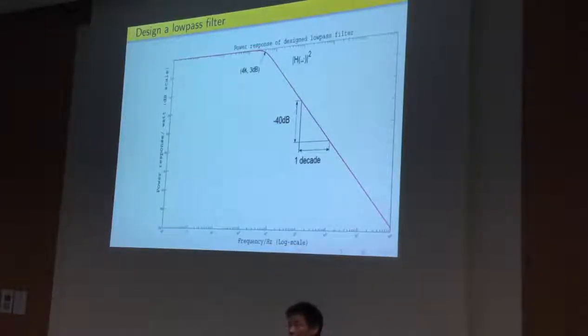So you need to verify two things in your lab. First one, cutoff frequency. Second one, roll-off rate. That means the slope of this rolling region. You need to look at the linear region. You cannot look at this region. This region definitely is not 40 dB.